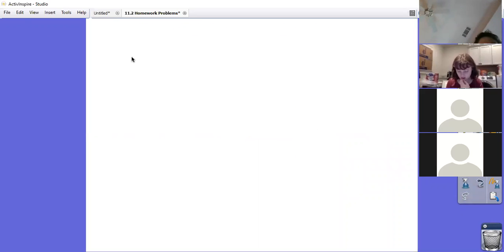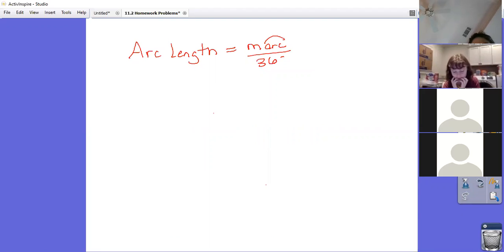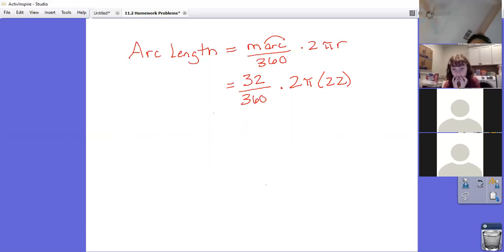All right, so the arc length formula you're going to use for number 12. Arc length is equal to the measure of the arc divided by 360 times 2 pi r. It says the measure of the arc is 32, right? Isn't it 32, guys? Yeah. Okay, and then times 2 pi, and the pendulum is 22 long, right? So that's the formula that you use for that. And then you just multiply it.